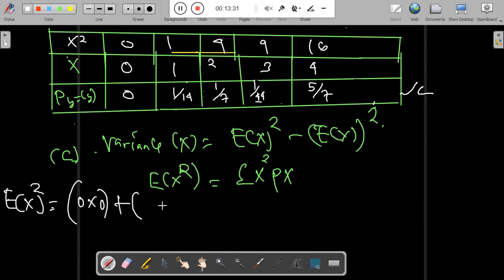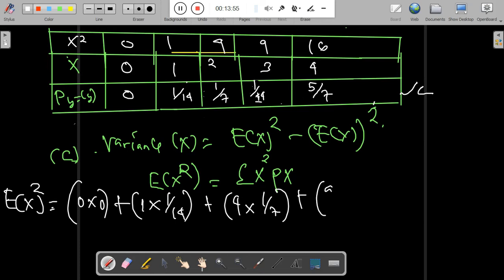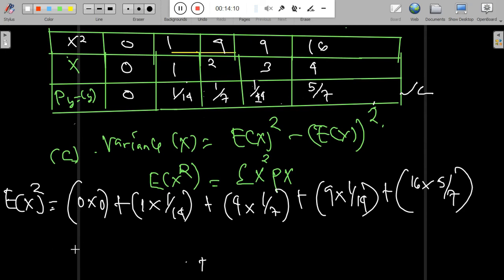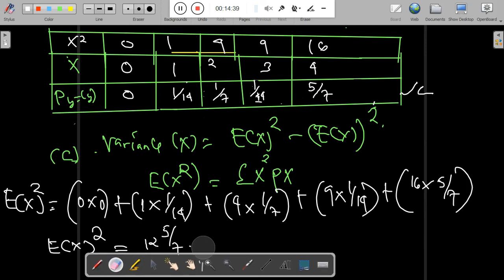So the expectation of x squared is equal to the probability of x times x squared: 0 plus 0 plus 1 times 1 over 14, then 4 times 1 over 7, then plus 9 times 1 over 14, then plus 16 times 5 over 7. When you sum up, you obtain the value that is equal to 12 5 over 7. So that would be your expectation of x squared.